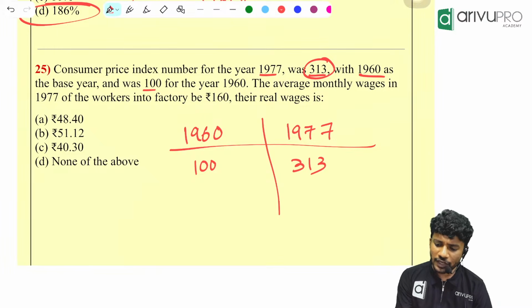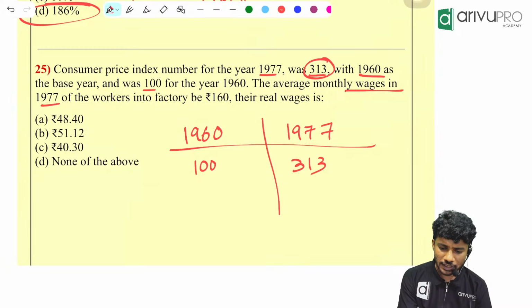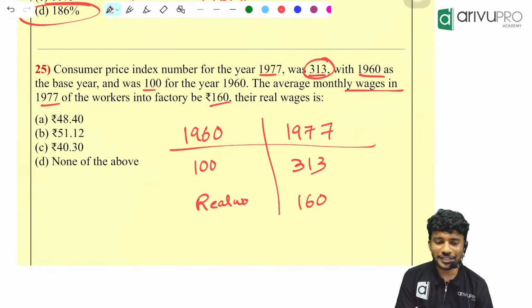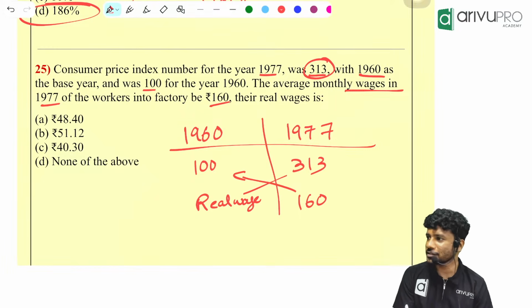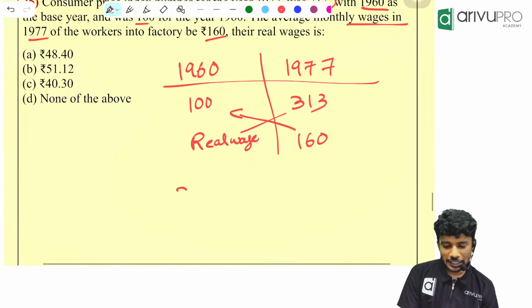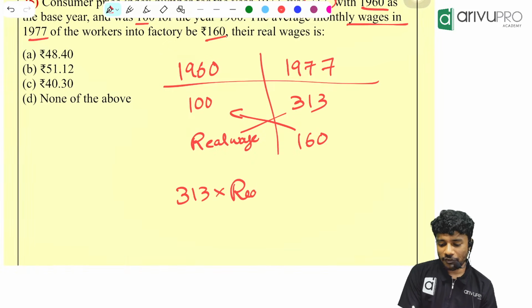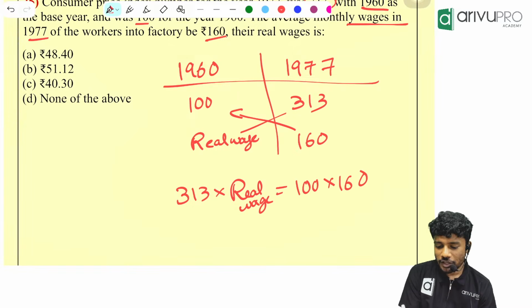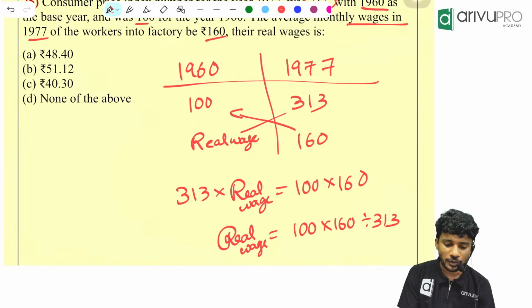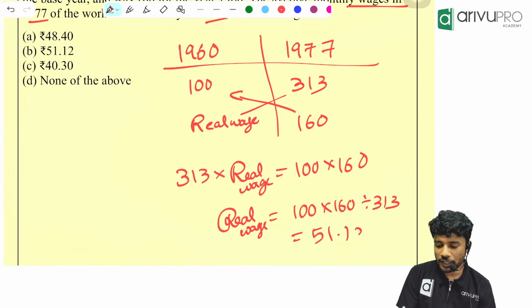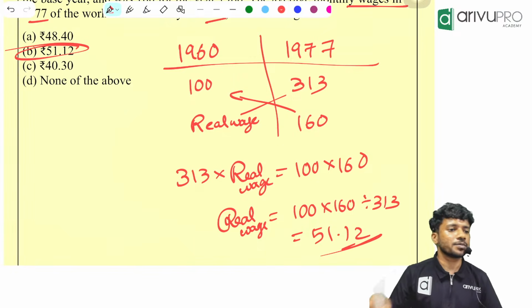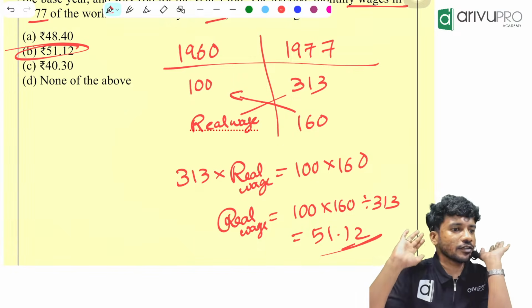Then the average monthly wages in 1977 is 160. We need to find what? Real wage. Very easy, right? Cross multiply. Get me your answer. How much is it, people? Yes, 313 into real wage is equal to what, people? 100 into 160. So real wage is nothing but 100 into 160 divided by 313. How much is the answer coming to be? 51.12. Which option is it? Option B. Done. That's your final question.